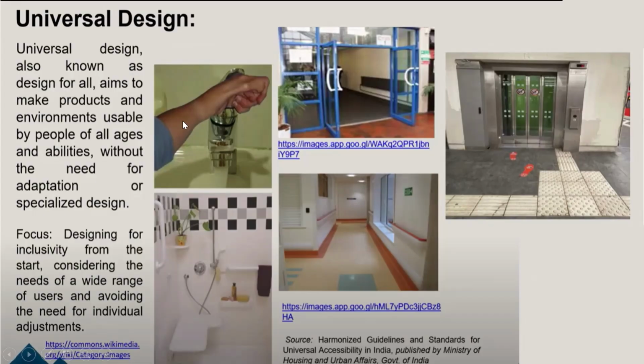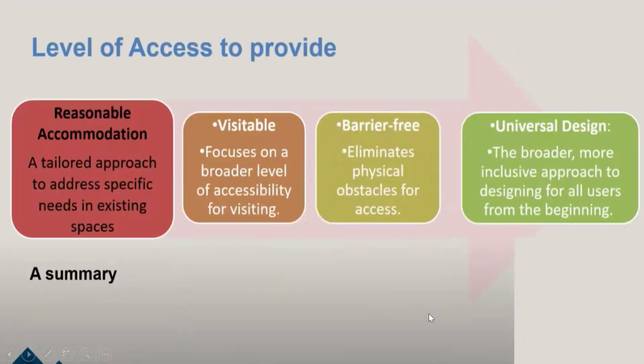So the universal design, also known as design for all, aims to make products and environments usable by people of all ages and abilities without the need for adaptations or specialized design. See, this can be the toilet, shower area, wash area. So these are the grab bars. Through grab bars, it can be easily accessible. These are the passages. So the level of access: reasonable accommodation is a tailored approach to address specific needs in existing spaces. This is the summary. Visitable focuses on a broader level of accessibility for visiting. Barrier free eliminates physical obstacles for access, and universal design is a broader, more inclusive approach to designing for all users from the beginning.